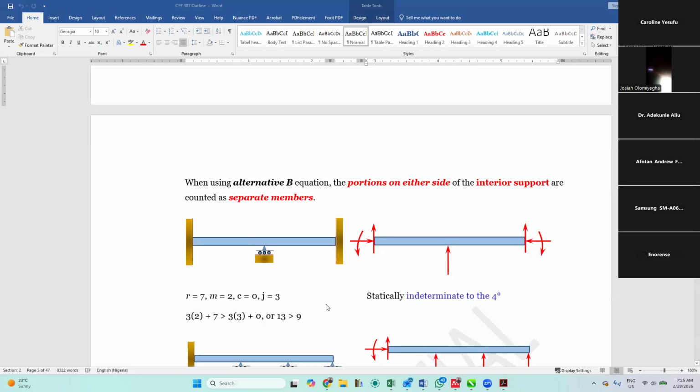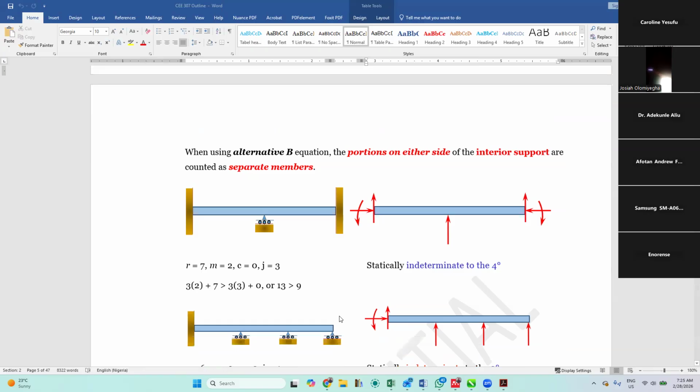Now, having that understanding, I want us to check this one. In just a minute, let us see what you are going to come out with. Don't do that one by yourself. Let us see what you are going to come out with. Fast, please. You see alternative B.